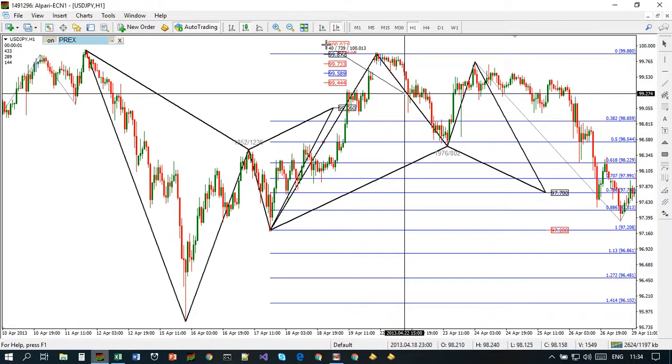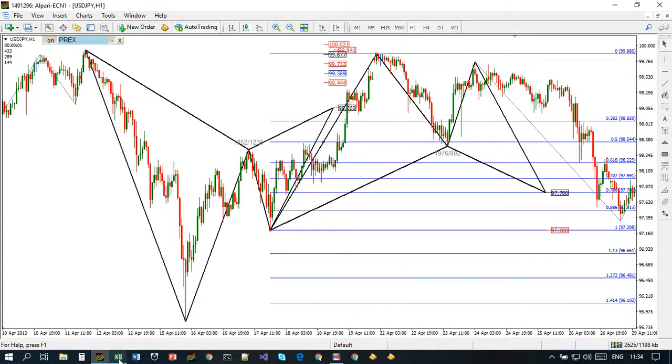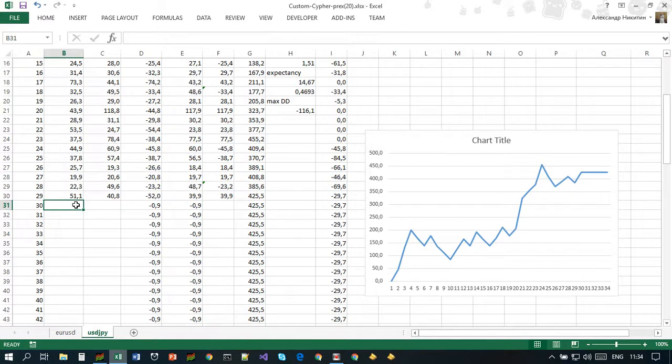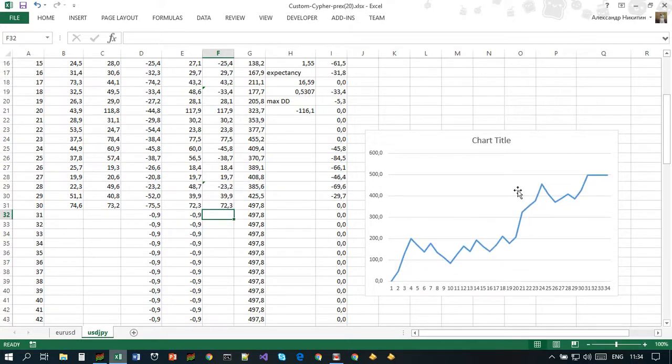So this is our entry, this is our stop loss of how much? 74.6, and the take profit is 73.2. Nice winner. And again we recovered our drawdown, it turned into 0. The drawdown was recovered.